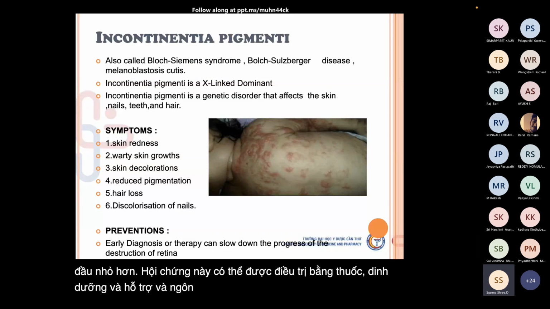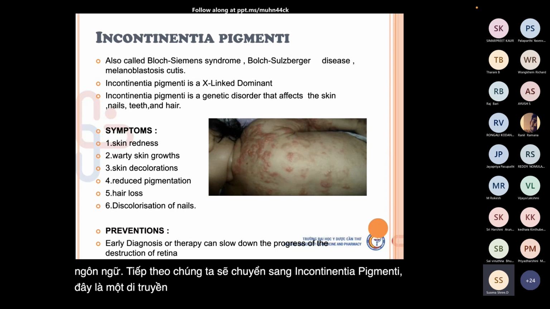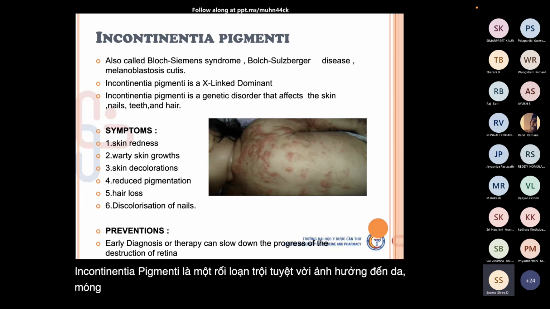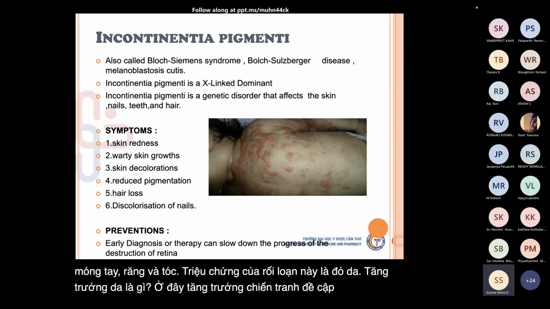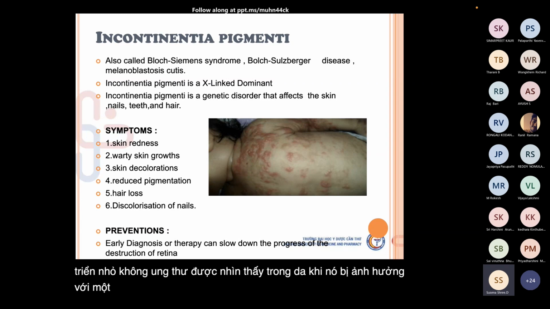Next, we will move on to incontinentia pigmenti, which is an X-linked genetic disorder. It is also called Bloch-Sulzberger syndrome and melanoblastosis cutis. Incontinentia pigmenti is an X-linked dominant disorder that affects the skin, nails, teeth, and hair. Symptoms of this disorder are skin redness, warty skin growths. Warty growths refer to small non-cancerous growths seen in the skin when it is affected with one of many human papilloma virus family, and skin decolorations, reduced pigmentation, hair loss, discoloration of nails.